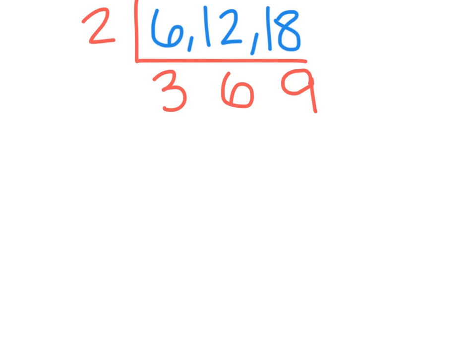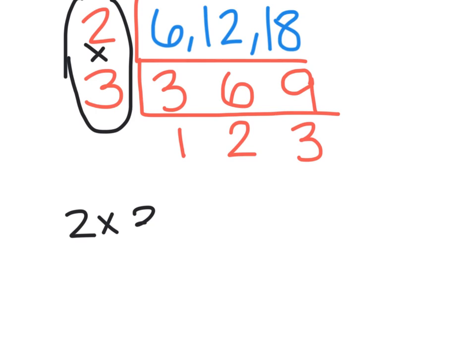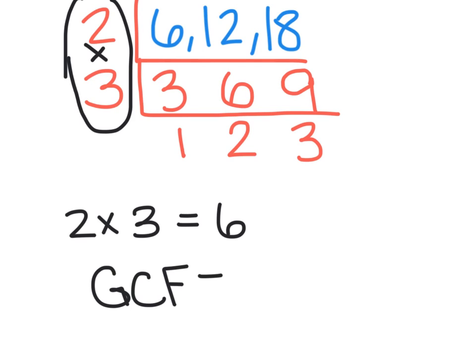Now I have 3, 6, and 9, and I could divide all three of these numbers by the number 3. So put a 3 on the outside. 3 divided by 3 is 1. 6 divided by 3 is 2. And 9 divided by 3 is 3. I have the numbers 1, 2, and 3, and there's not a prime number I can divide all three of them by, so I'm finished. I have 2 layers of my cake, so I need to multiply them. 2 times 3 equals 6. So the greatest common factor of 6, 12, and 18 is 6.